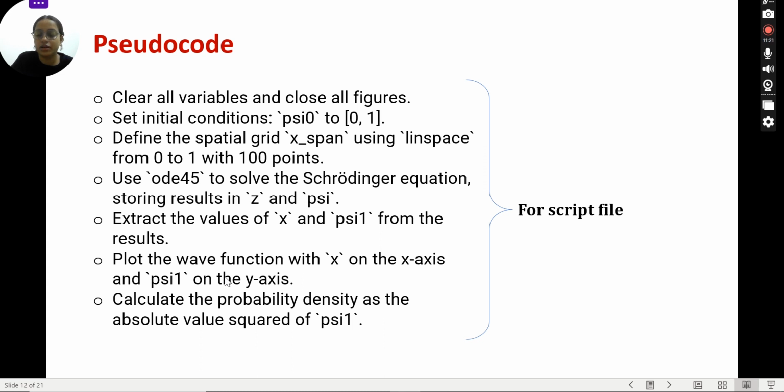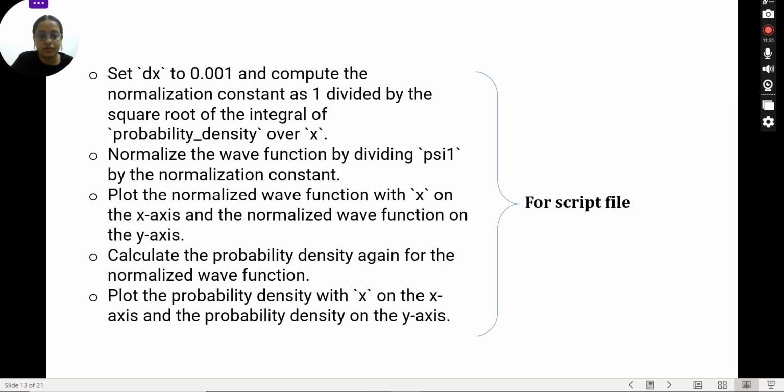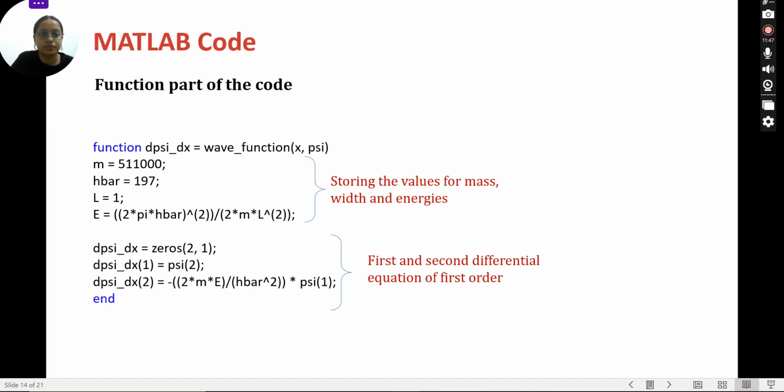After that, our obtained result will not be normalized, so we will normalize it to get the correct wave function. After that, we will plot that normalized wave function, and then we will calculate the probability density also, to see where the probability is maximum, where it is minimum, and other things. Okay, so now I will go to MATLAB and show you how it works.